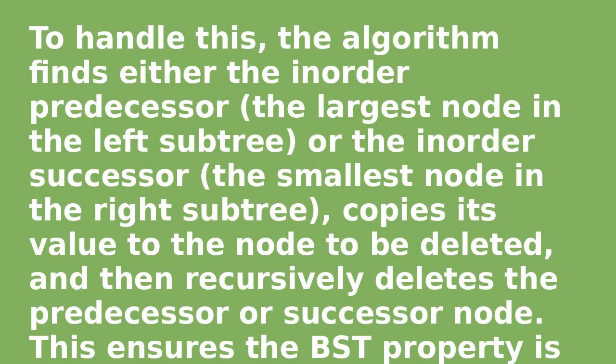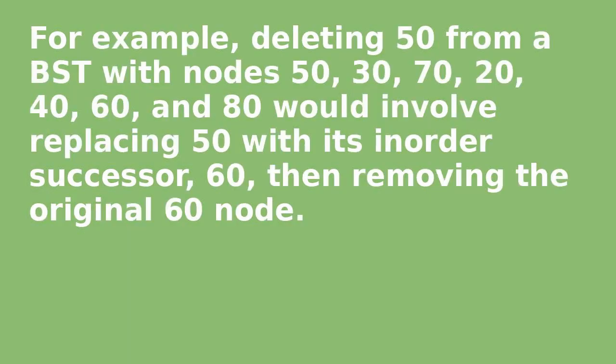To handle this, the algorithm finds either the in-order predecessor, the largest node in the left subtree, or the in-order successor, the smallest node in the right subtree, copies its value to the node to be deleted, and then recursively deletes the predecessor or successor node. This ensures the BST property is preserved. For example, deleting 50 from a BST with nodes 50, 30, 70, 20, 40, 60, and 80 would involve replacing 50 with its in-order successor, 60, then removing the original 60 node.